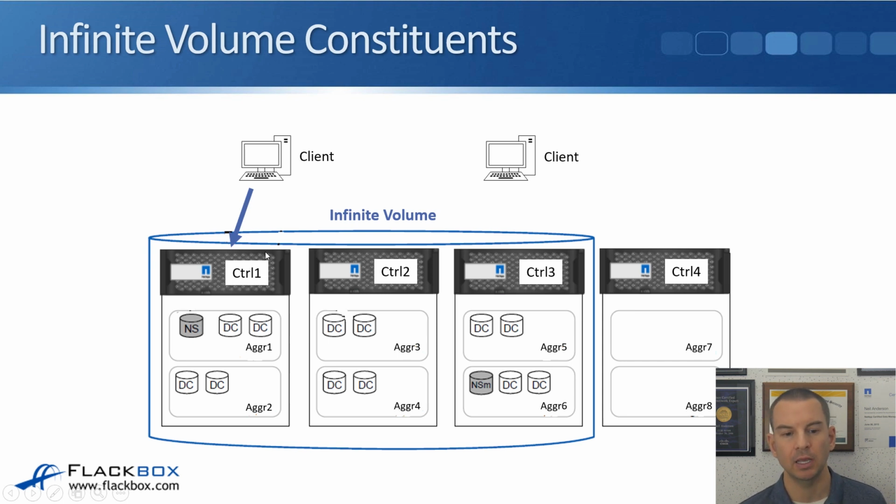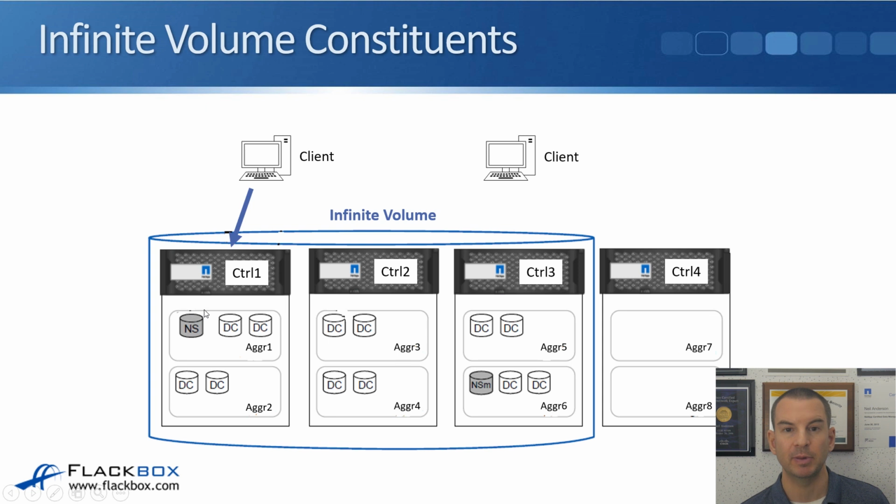Now, when connections are coming in over the network, it's normal, whether you're using infinite volumes or normal FlexVols, that they are going to be load balanced across all of the different controllers. So when the client sent that connection in, it could have hit controller 1, controller 2, 3, or 4. It's going to be load balanced across all of them. I'm going to show you how that load balancing works when I explain it in the networking section. In this example, it just so happens that the client has hit controller 1.